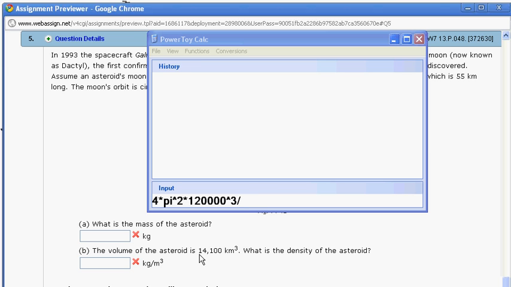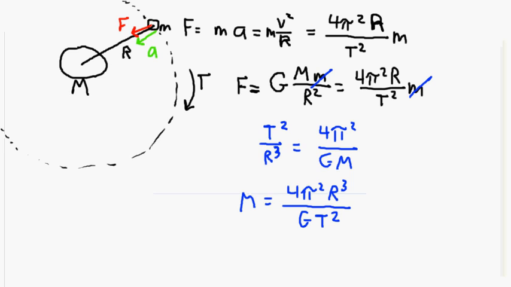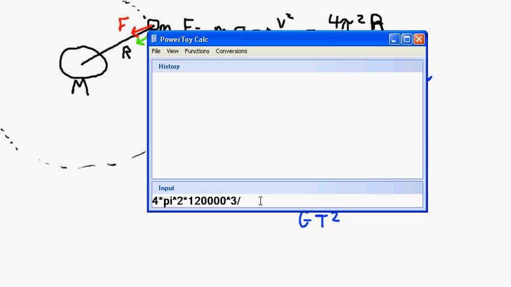Okay, divided by G times t squared. G is 6.67 times 10 to the minus 11th, multiplied by t squared, where t is 28 hours, they said. So we multiply that by 60 to get minutes, and by 60 again to get seconds, and we square that, and then close the parentheses. This should give us the mass of the asteroid in kilograms. And my God, it's a lot.